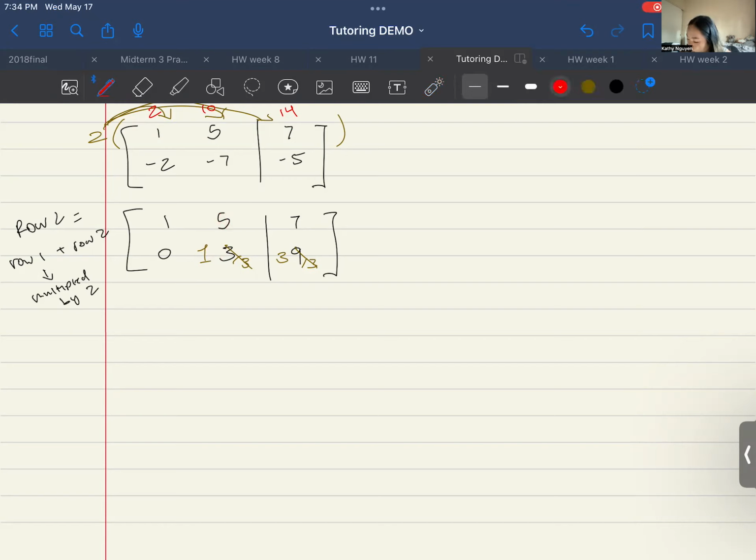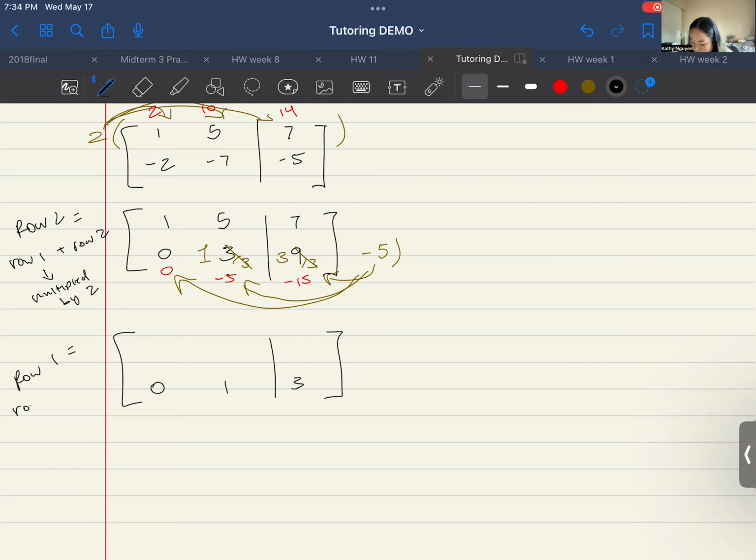So same like before, I'll just do -5, and it'll go to each one to get 0, -5, and -15. So we'll just copy row 2 down. So row 2 was 0, 1, and 3. And now row 1 equals row 1 plus row 2. And row 2, we multiplied by -5.